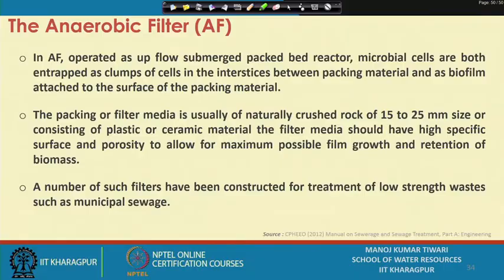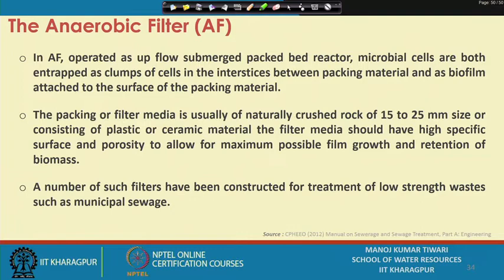They are both entrapped as clumps of cells in the interstices between the packing material, and as a biofilm attached to the surface of the packing material. So, this is essentially an attached growth system, as opposed to the USB we discussed in the previous class, which is a suspended growth system. So, in these anaerobic filters, there will be a packing material.